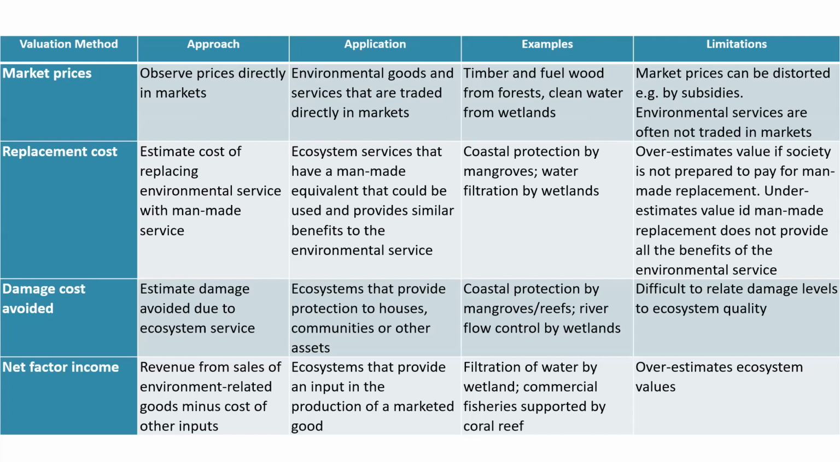method, the price or the value is revealed based on an approach or application, all right? So for example, when we go into replacement costs, the price of the ecosystem is revealed based on the value of the man-made replacement that is used for the service. So that's the notion of revealed preference.